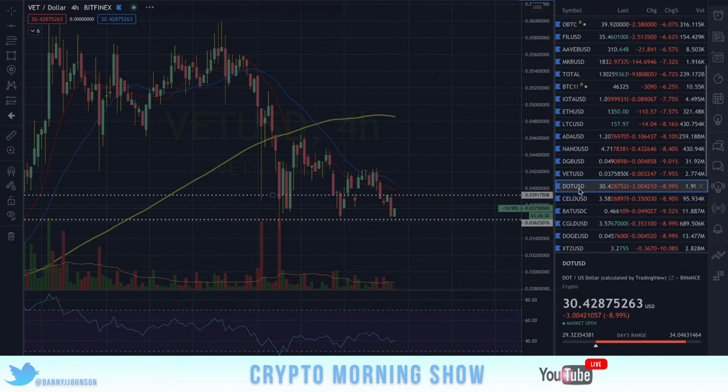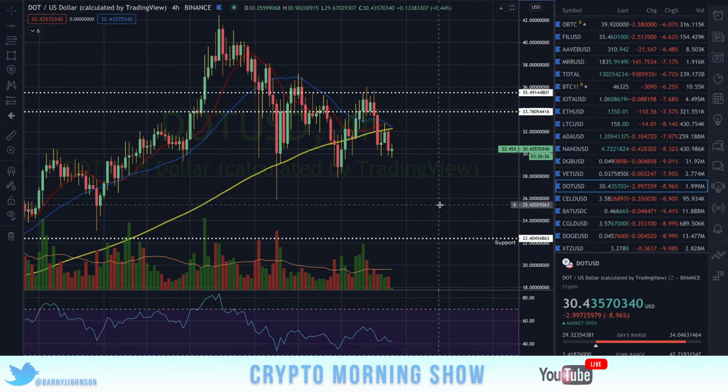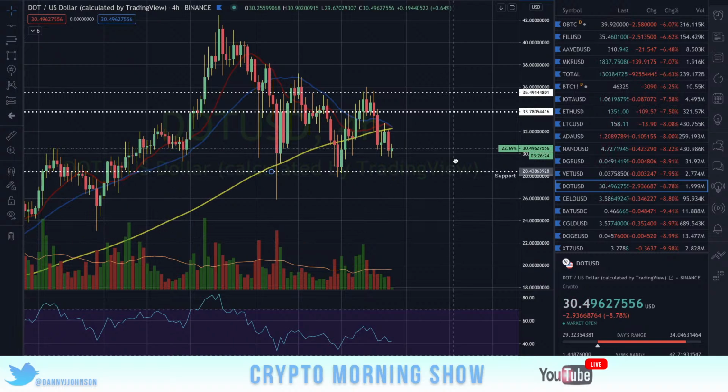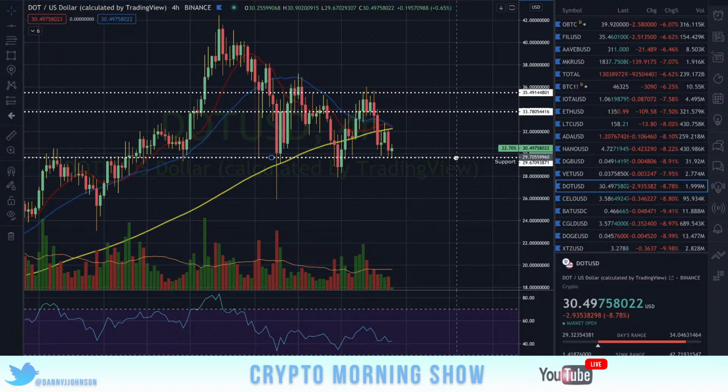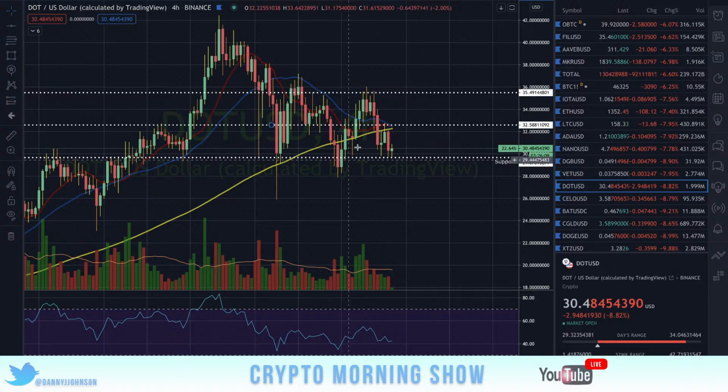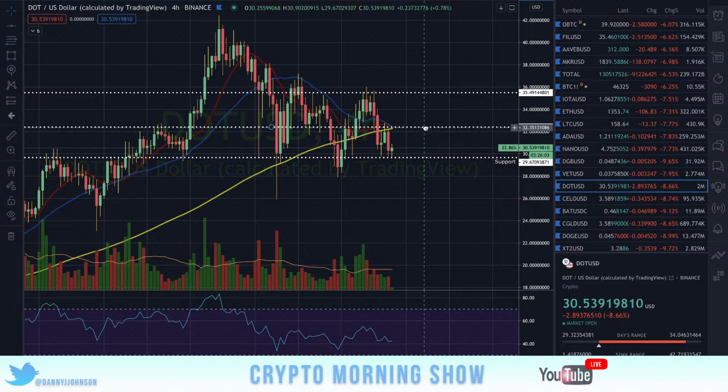And moving on to DOT, Polkadot. Looks like we're holding up a little bit better for this particular coin. It's down 8, almost 9%. Looking to hold support at the 29.6709 and resistance. Try to get through this 100-day moving average there. So we're going to watch closely as we try to pull through. The 32.35.